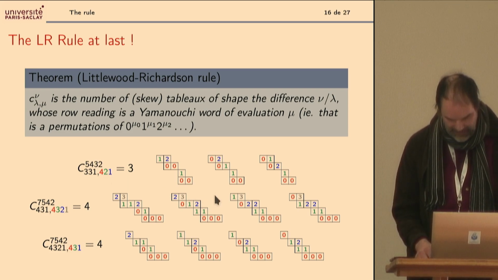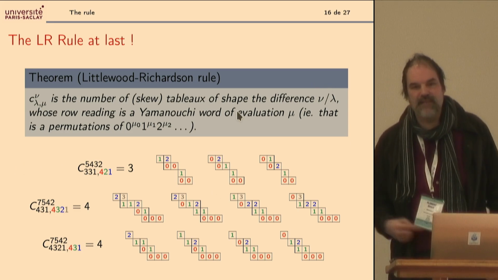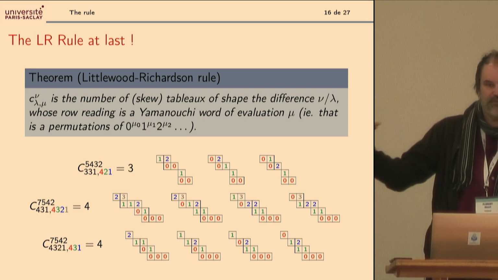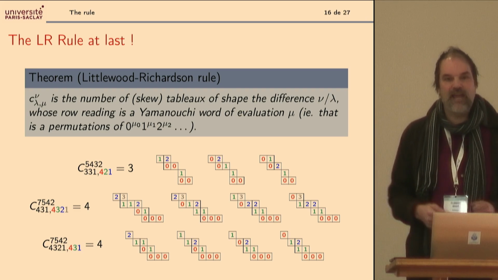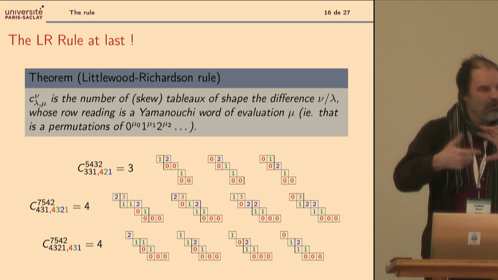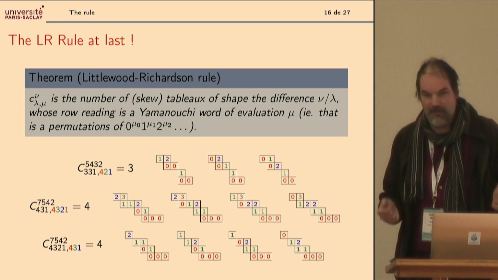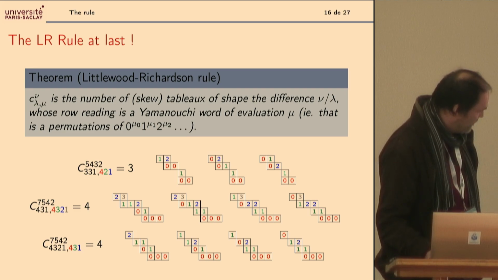And there is this extra condition, which is Yamanouchi, which roughly means that if you read the thing backward, at each step, you have more 0s than 1s, than 2s, than 3s, than 4s. So it's a kind of complicated, intertwined condition.